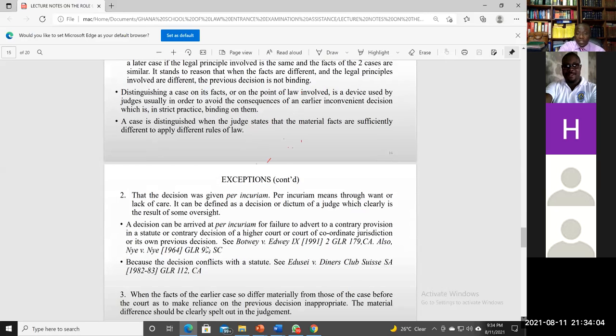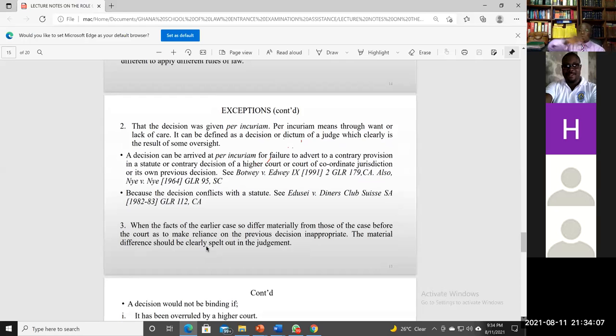Then another exception, another way of circumventing binding precedent, going around binding precedent, is where the precedent can be demonstrated per incuriam. So per incuriam simply means a want of care or lack of care. That is to say that the decision was given wrongly in the sense that there is a particular law which is relevant, which was, for example, not taken into account.